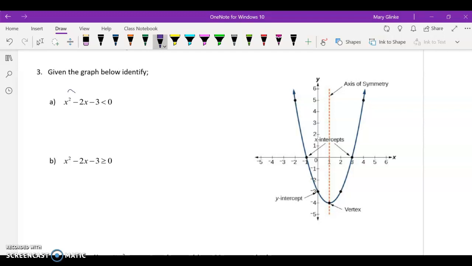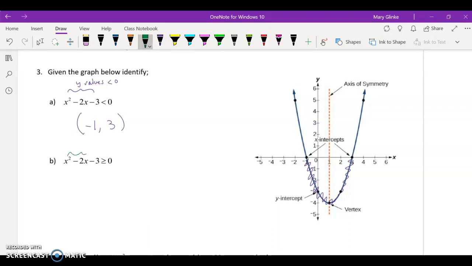So this first one here is asking for our y values less than 0. And so we're looking for the chunk down here below the x-axis. So it's everything in between -1 and 3. And we do not want to include -1 or 3 because it equals 0 at that spot.